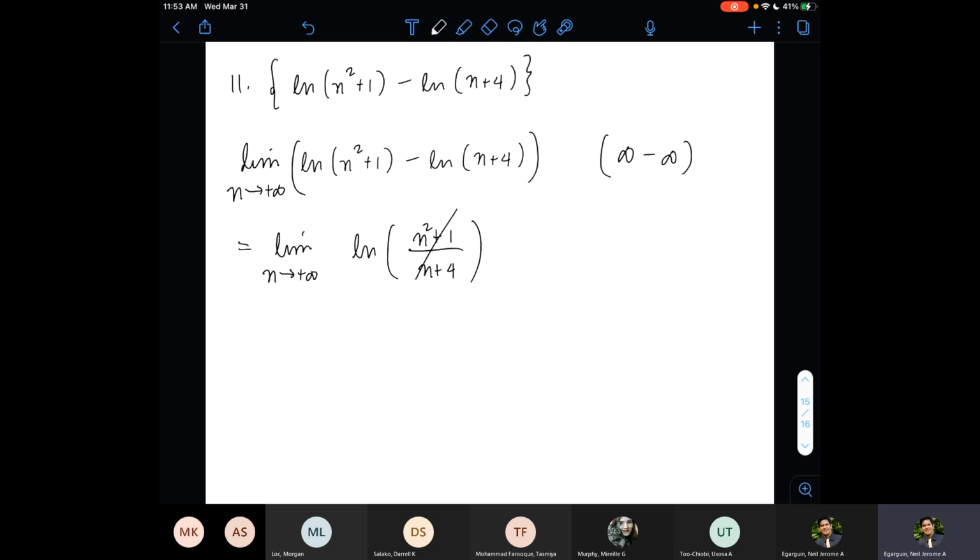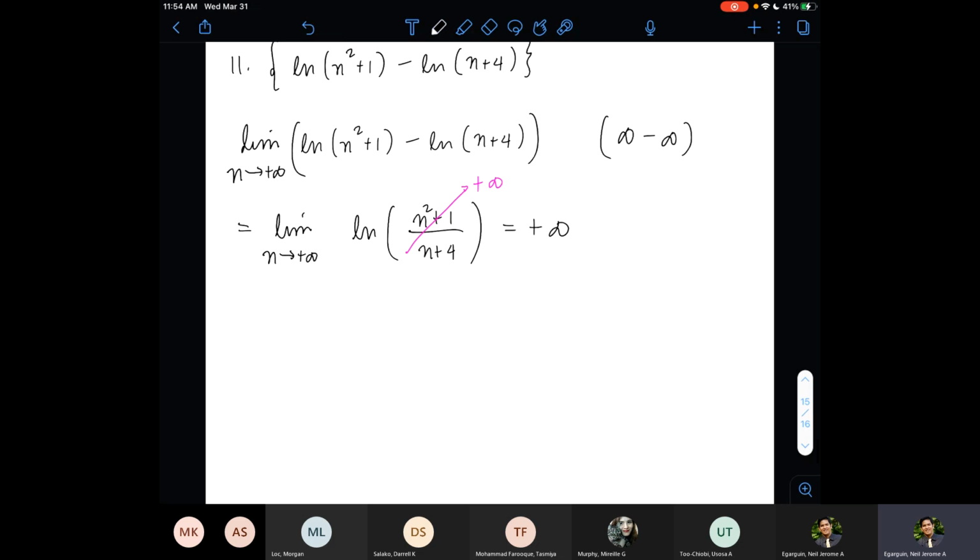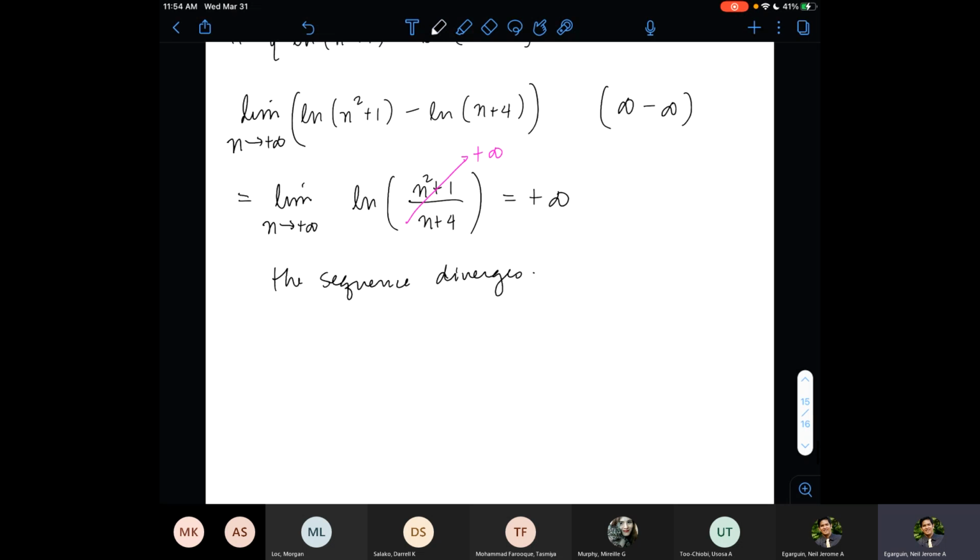Well, what will happen to the inside? Well, this thing goes to positive infinity, right? Because the degree of the numerator is larger than the degree of the denominator. So the numerator grows a lot faster than the denominator. So it will go to infinity. And then ln of infinity is another large number. So this will go to infinity. So you will have an unbounded increasing sequence here. So you can say that the sequence diverges, because we can't get a finite limit.